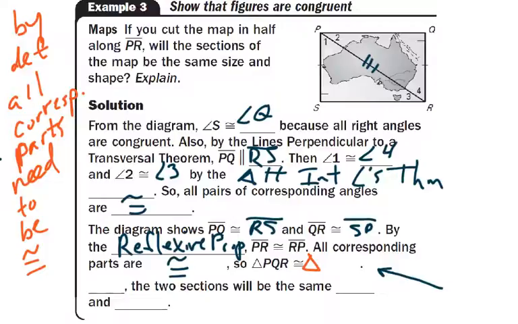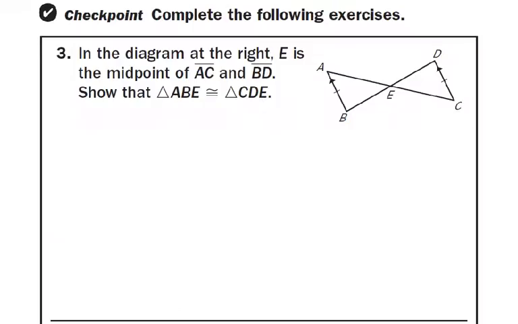Okay, so first of all, PQR is the top triangle. So P on the top triangle corresponds with R on the bottom one. Q is our right angle on the top triangle. S is the right angle on the bottom. And then the third point, R on the top, corresponds with P on the bottom one. So you should have had triangle RSP. Anything else is out of order. So, yes, the 2 sections will be the same size and shape. So they are two congruent triangles.